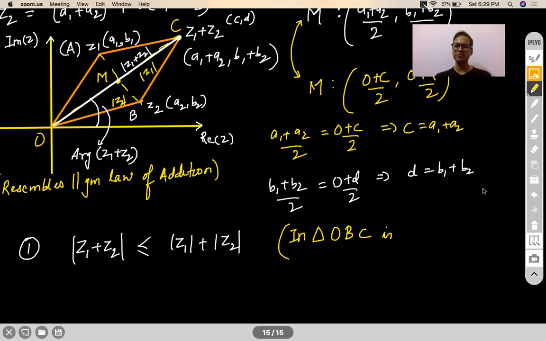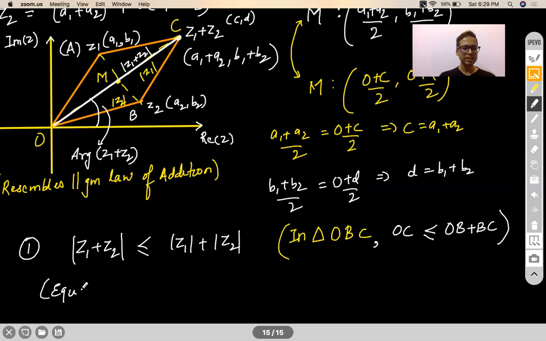In this triangle, we can say that OC is less than or equal to OB plus BC. There can be equality also, provided the triangle becomes flat. Provided the triangle becomes flat, there will be equality also, and hence I have written the equal to sign. So here is a point that you should all note: equality holds when this triangle is flat.